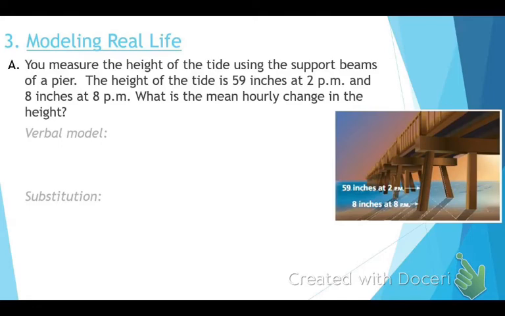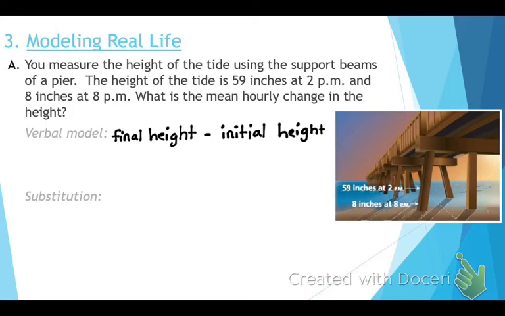Now, what I've got here, it says verbal model and substitution. Verbal model is simply where we're going to come up with words of what we are doing, and then we'll substitute or we'll plug numbers into those words. So for the verbal model, I want you to write this down. The first thing I want you to write down is the final height. Okay, so basically the height of the water at the very end. And then we are going to subtract or take away the initial height. Initial height just means the height that it was at the beginning.